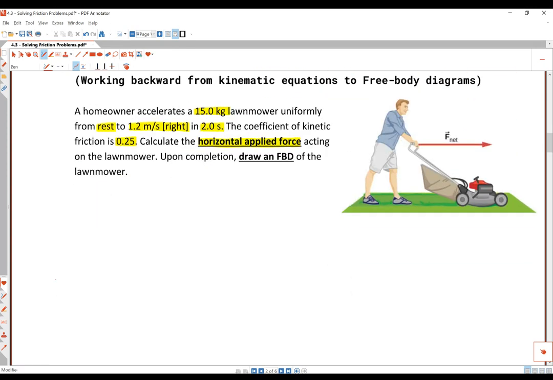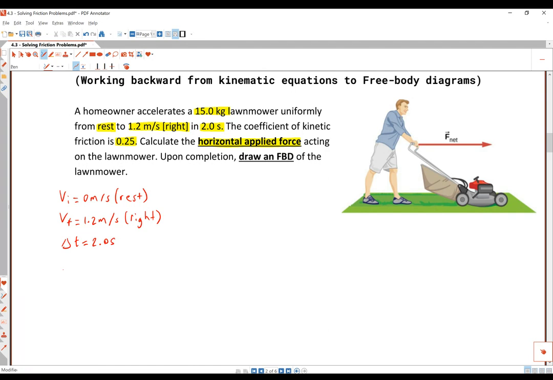So let's write down our givens. Initially we have it starting from rest, so initial velocity is 0 meters per second, because it's starting from rest. It goes up to a final velocity of 1.2 meters per second, and that is towards the right direction. We also know that the time that it takes is 2 seconds.